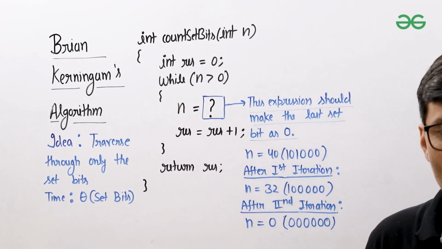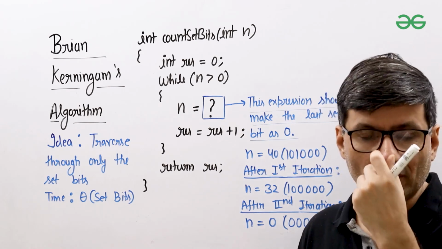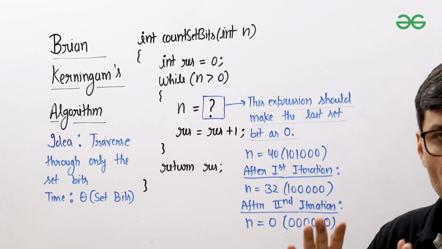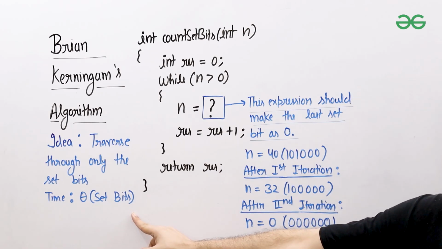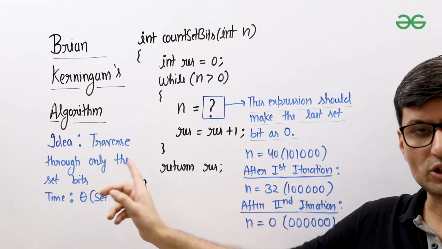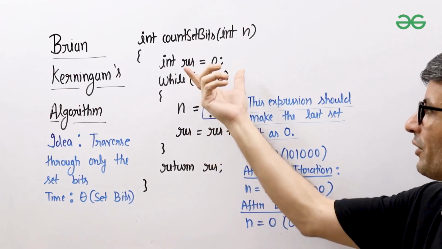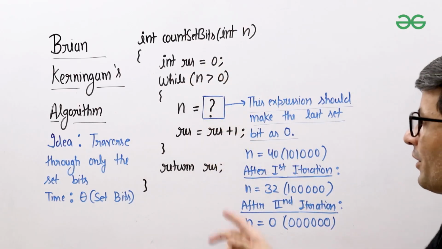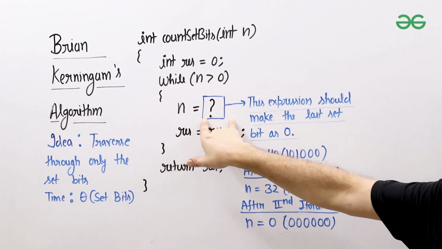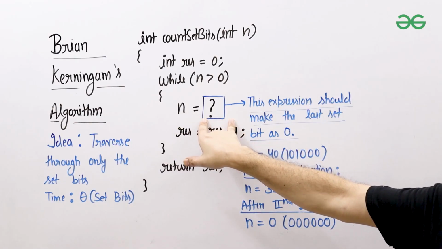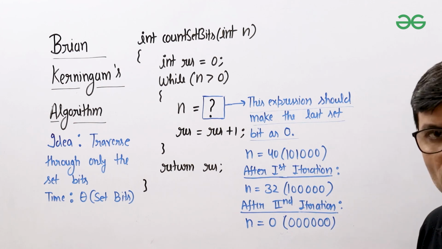Let's now talk about the idea for the Brian Kernighan algorithm. As I mentioned earlier, we are going to run a loop that runs a count equal to the number of set bits. The time complexity is theta of the number of set bits in the binary representation of the given number. So we are going to traverse only through the set bits, and here I have written a skeleton of the code to give you an idea. We are going to initialize result as 0 like the naive method. We are going to run a loop while n is greater than 0. And inside this, we are going to write an expression here. We are going to change n in a way so that the last set bit becomes 0. That's the idea of the algorithm.